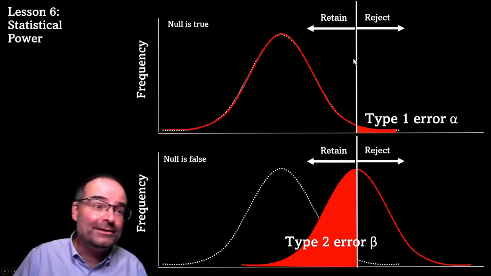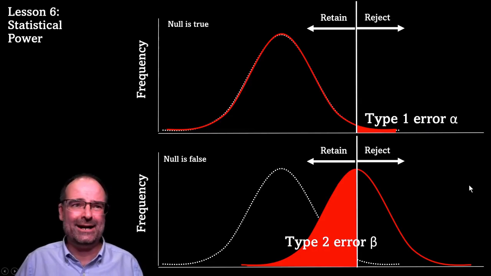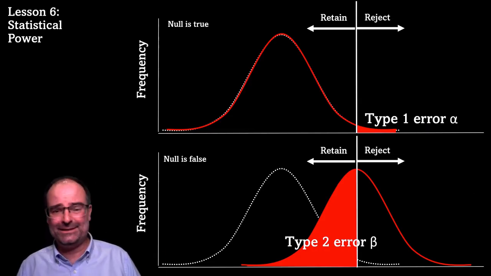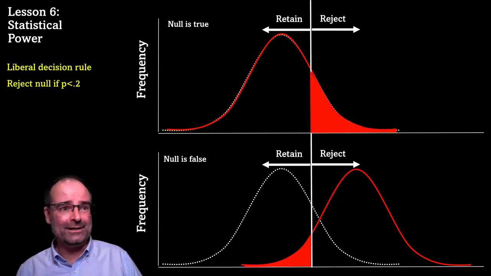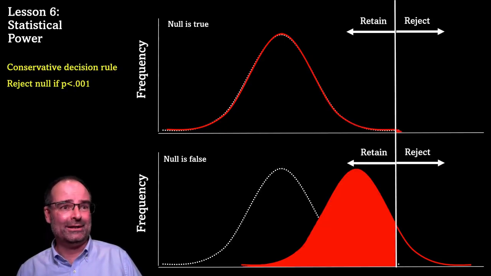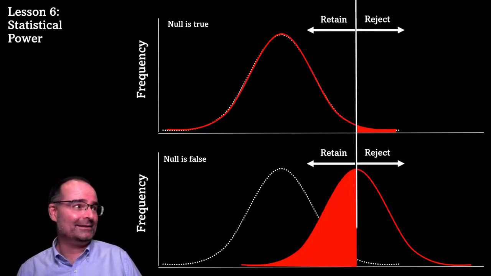Now when the null is false and we retain the null, we're retaining a false null. That's bad. That's a type 2 error. We've made an error. And you can see the relationship between these two errors. It's a trade-off. As one gets bigger, the other one gets smaller. Okay? You can't have it both ways.